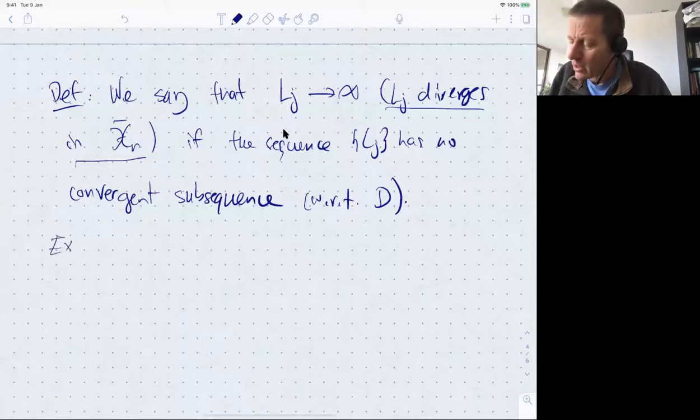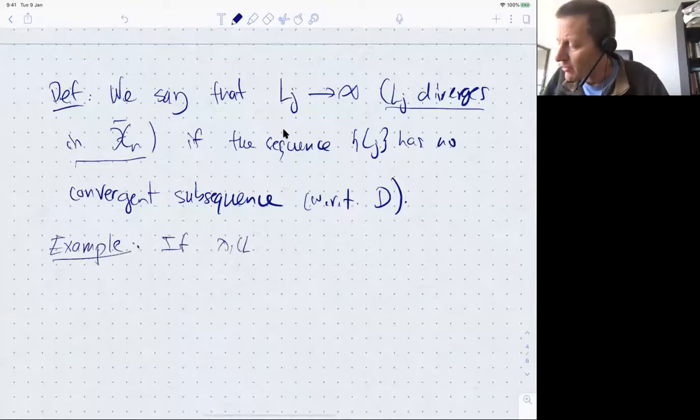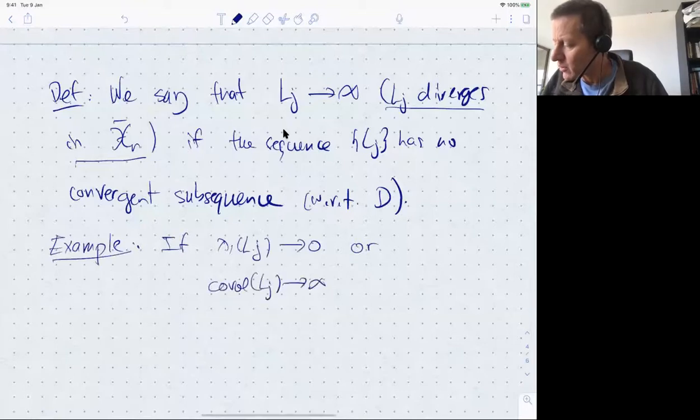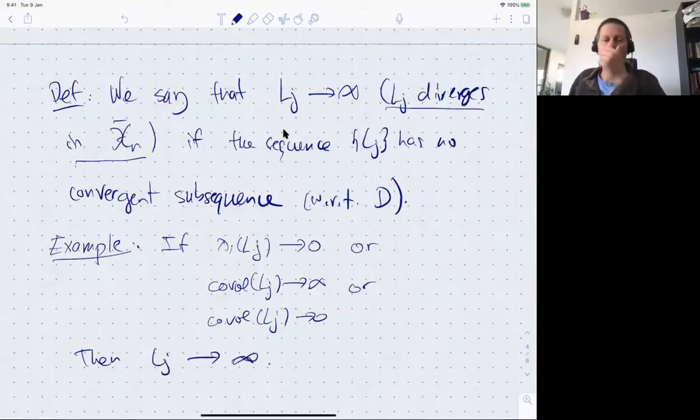An example of sequences which go to infinity: if lambda 1 of Lj goes to 0, or covolume of Lj goes to infinity, or covolume of Lj goes to 0, then Lj goes to infinity.